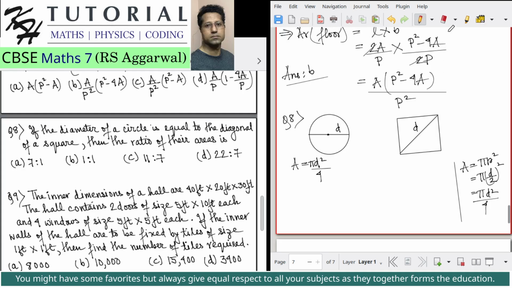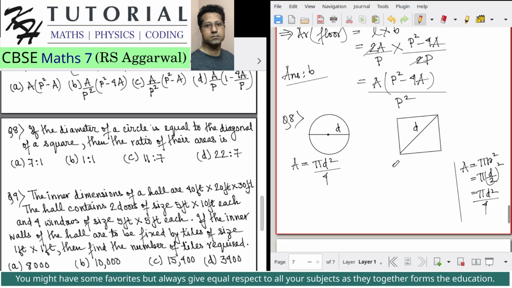Area of a circle is equal to pi d square by 4, where d is the diameter of the circle. And for the square, the diagonal is d. To find its area, what is the relation between the area and the diagonal of a square?